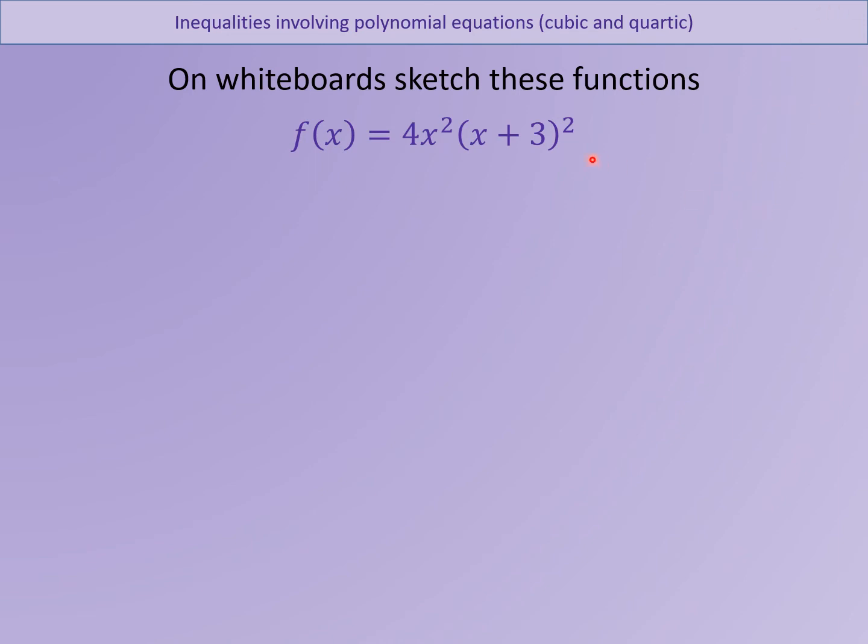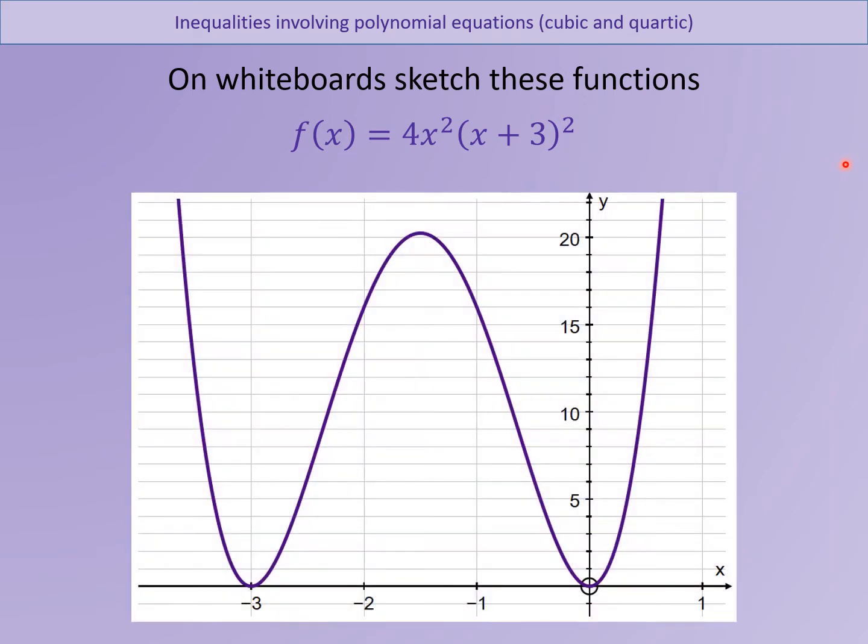It's got two repeated roots. We've got x squared, so there's going to be a repeated root at 0. We've also got x plus 3 squared, so there's going to be another repeated root at x equals minus 3. So the graph for that one looks like this. So the graph just touches the x-axis at each of those 2 points.